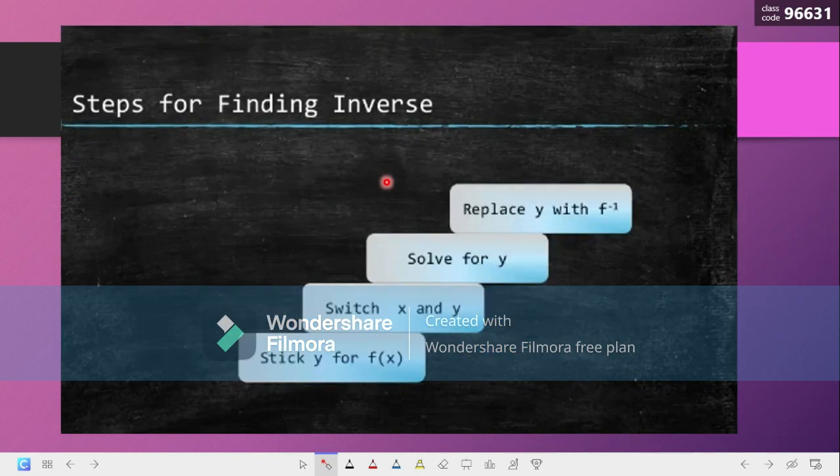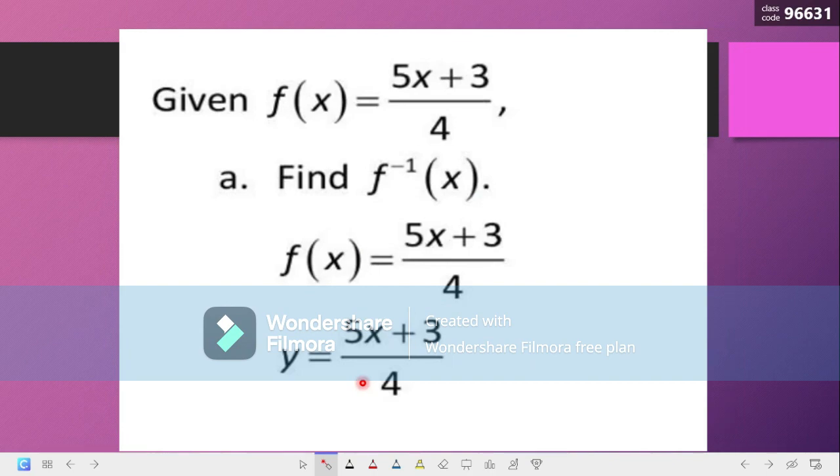Okay, there are steps for finding the inverse. The first is replace y with f of -1, or inverse. Solve for y, then switch x and y, then stick y for f of x. By the way, this second and third step can be interchanged. We can switch x and y first, then solve for y, then stick y for f of x. Okay, so let's have an example.